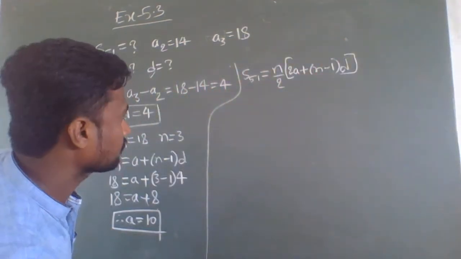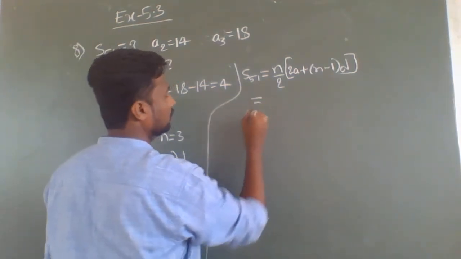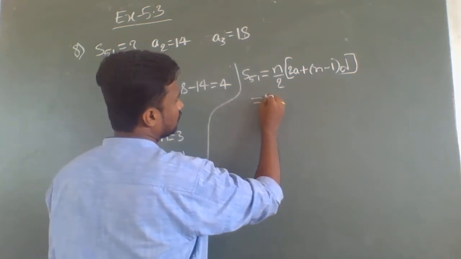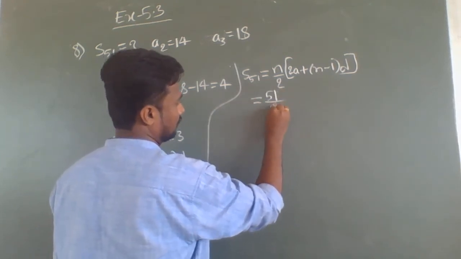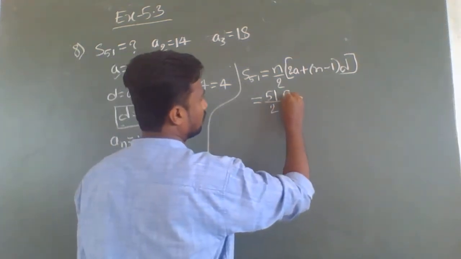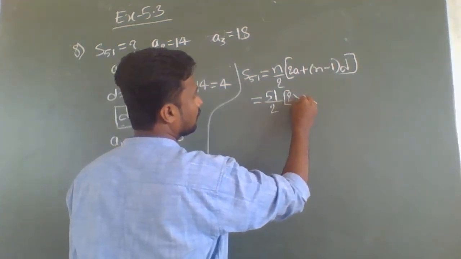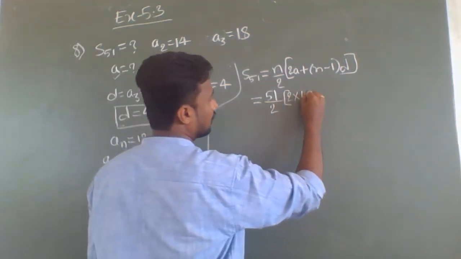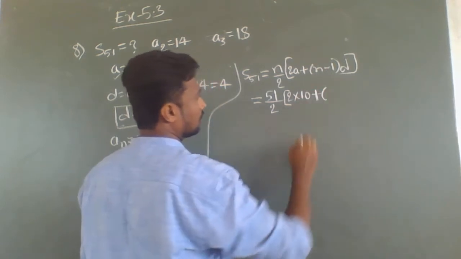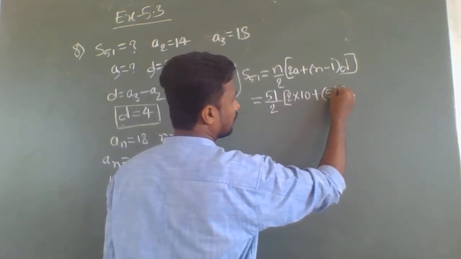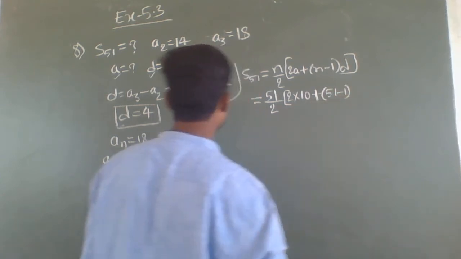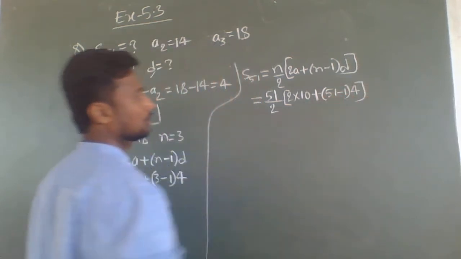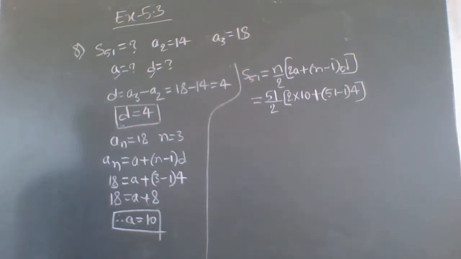So here, what is the n value? Sn means S51 here. Therefore, the n value is 51. 51 by 2 into bracket 2 into a, and a value we got is 10. 2 into 10 plus n minus 1, where the n value is 51, minus 1, into d. What is the d value? 4. So now in the next step, what can I do?